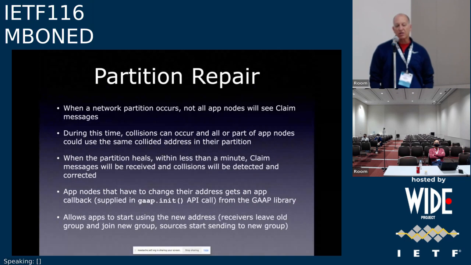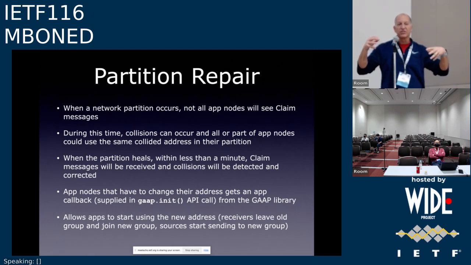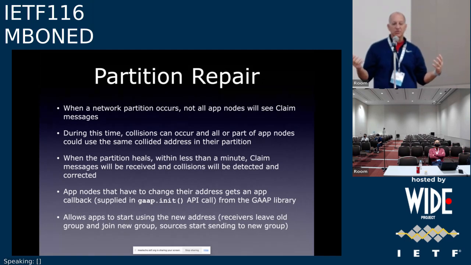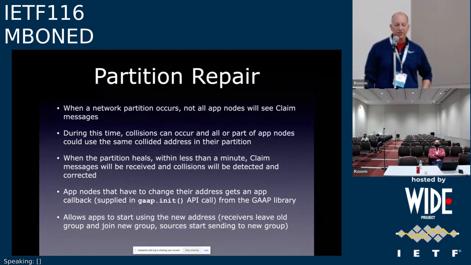When a network partition occurs, not all the app nodes will be able to see claim messages. So in the case of A and B coming up and not being able to communicate with each other, they would both hash to the same group address. The applications would start sending and receiving from it. And then when the partition heals, there's a conflict in the group address. That's no different than somebody coming up for the first time doing a claim with a collision address, and A would send a claim and tell them to do the +1 thing.